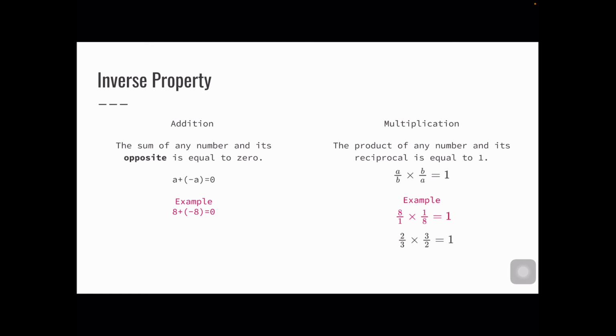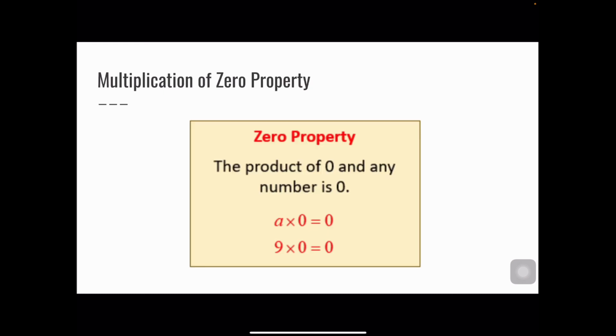So just to summarize, when we're looking for the inverse in addition, it's the same number but with the opposite sign, which we'll add to give us 0. And when we're looking for the inverse in multiplication, it's the number flipped with the same sign that when we multiply will give us 1. Another property that is good to know is the zero property of multiplication, which basically tells us that the product of 0 and any number is always 0. So if I multiply any number by 0, it's just going to always give me 0 back.